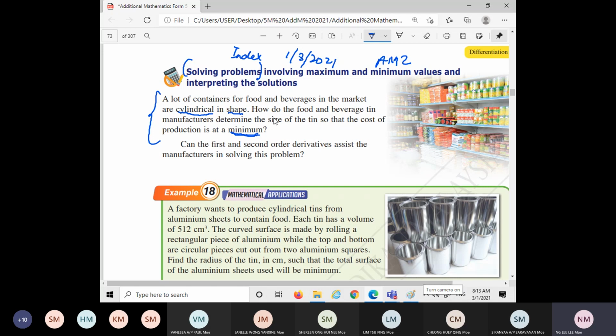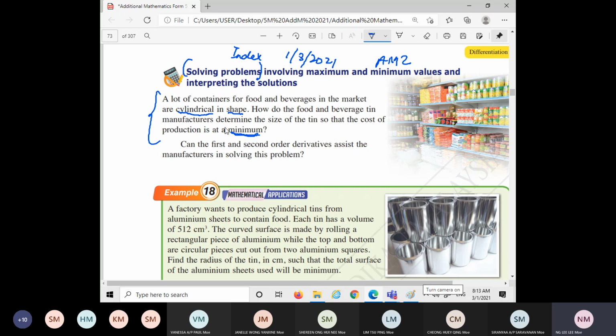Okay, so every time you do the questions during the exam, you will not know which chapter the question is for. Especially this one. When you see maximum, minimum, quickly you guess, okay, this one is differentiation. So what's the meaning of this?